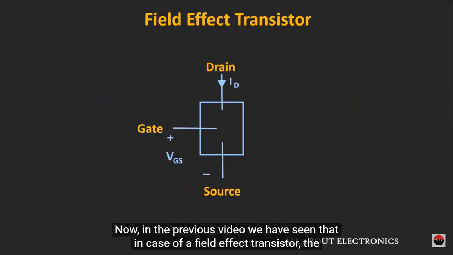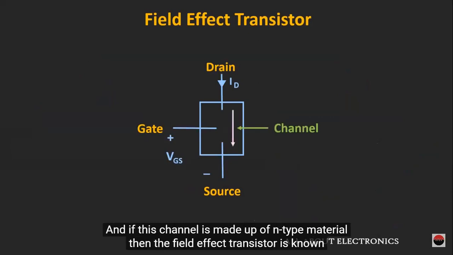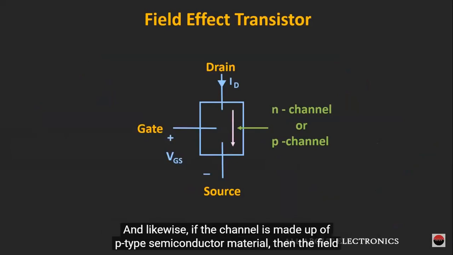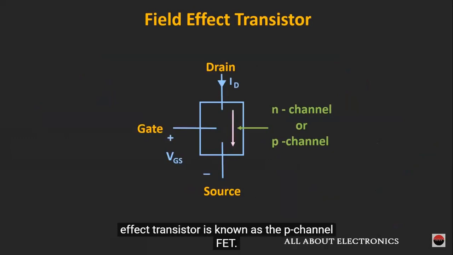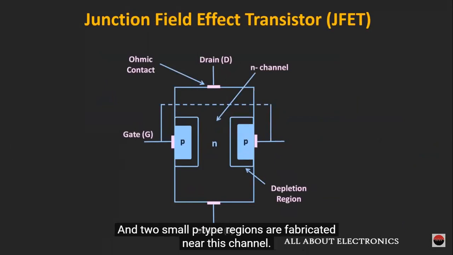Now in the previous video we have seen that in case of a field effect transistor, the path through which the charge carrier flows is known as the channel. And if this channel is made up of N-type material, then the field effect transistor is known as the N-channel FET. And likewise, if the channel is made up of P-type semiconductor material, then the field effect transistor is known as the P-channel FET. So in case of an N-channel JFET, the channel is of N-type material, and two small P-type regions are fabricated near this channel.